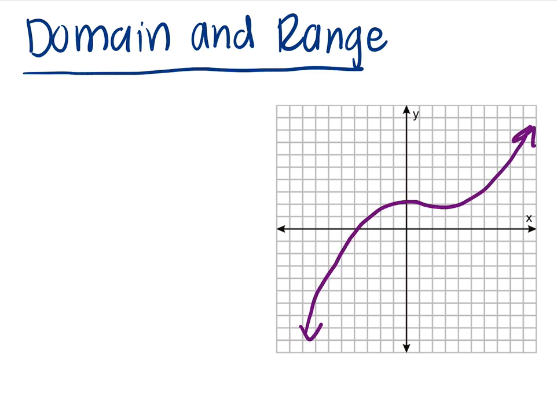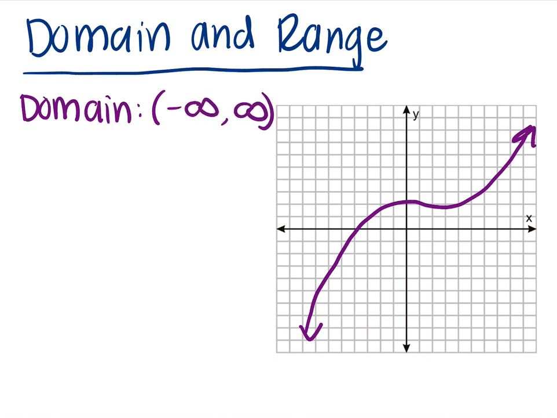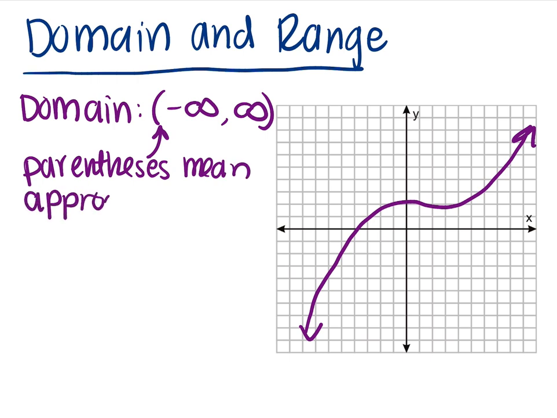So my purple graph, remember my domain talks about how far side to side I go. So my domain is going to start with negative infinity, and it's going to go till positive infinity. Now you'll notice that I use open parentheses. These parentheses mean that I approach but never hit, because I can approach infinity, but I can never actually hit infinity. So I'm going to use those parentheses.